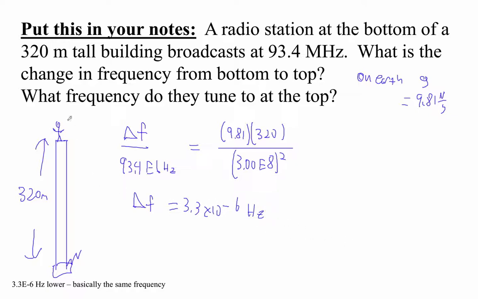Now, because I'm up here and I'm looking down at the radio station at the bottom, it's going to be lower, right? Because remember, low clocks run slower. Low is slow. So the answer is really basically the same frequency, right? There's another example, though. The next example, if you look at it, is one where we jack up the g force so that there is a significant effect. So look at that one, too.